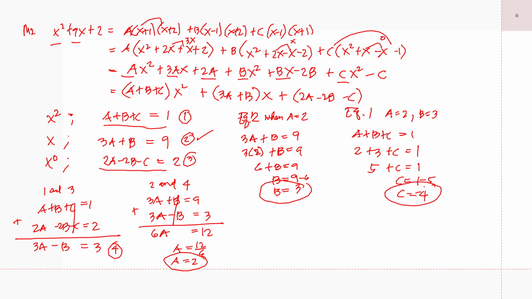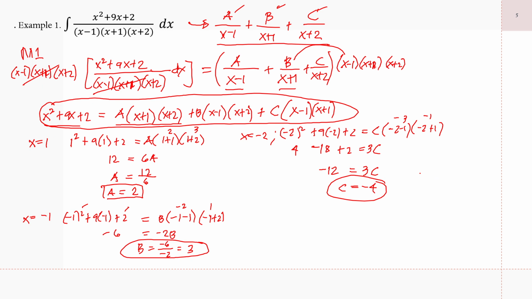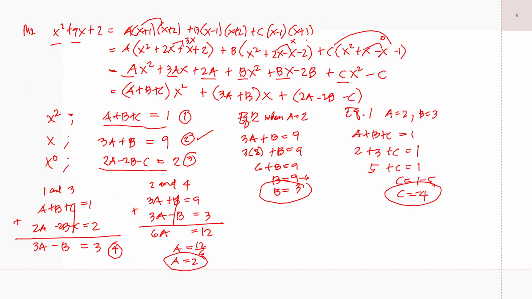So now we have the values for A, B, C, the same as here. A is equal to 2, B is equal to 3, and C is equal to negative 4. So we now equate this. We will now equate this one.